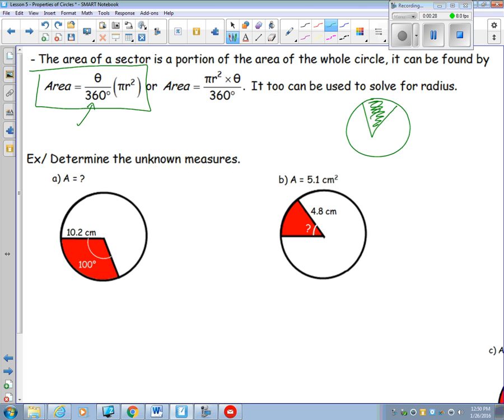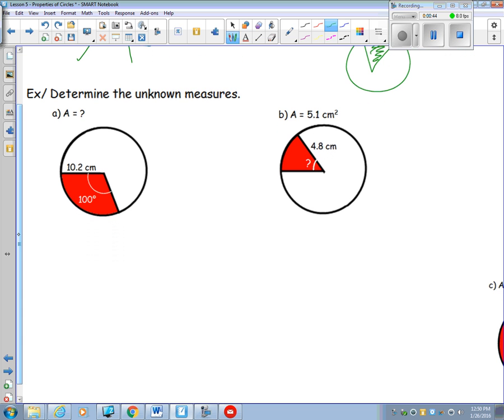We have the portion of 360, the portion of the circle, and then the area of the whole circle. Again, another version of that, we can put all the multiplying on top and divide by the 360. We can solve area, we can solve radius, we can solve angle, just like we did the last one. Let's look at the first one here.